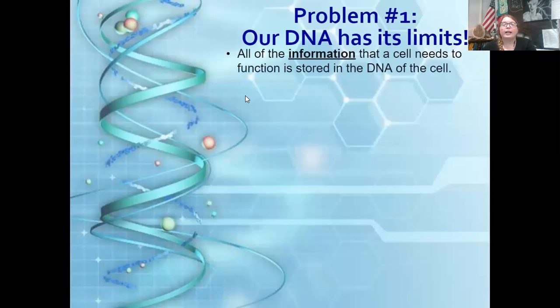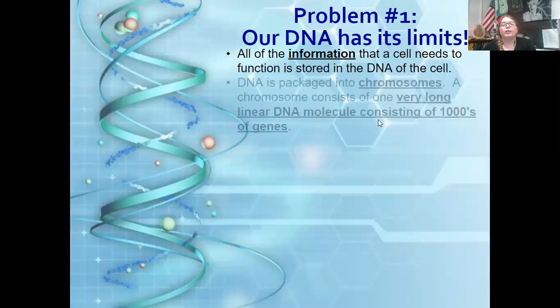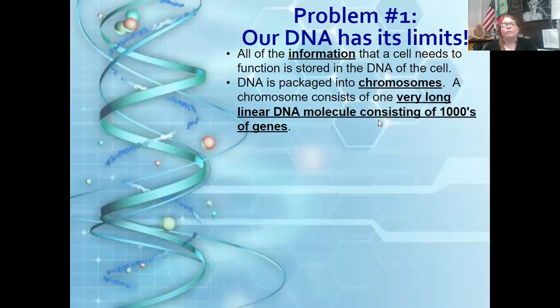Okay, so our DNA has limits. All of the information that a cell needs to function is stored in the DNA, which we know already. We talked about that in our cell analogy, that's what a nucleus did. DNA is packaged into chromosomes. What this vocabulary term means is that it's just a long piece of DNA with, it could be thousands of genes on it.